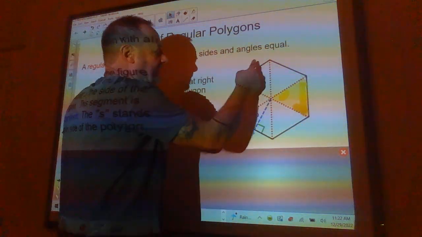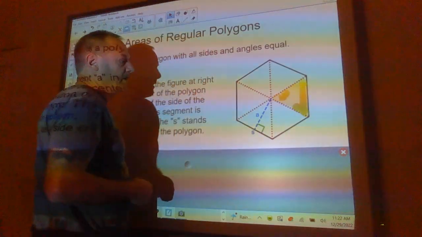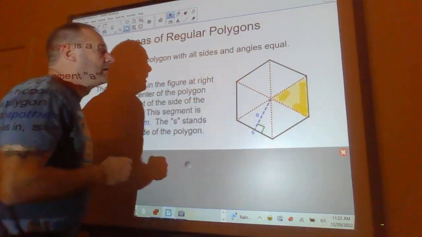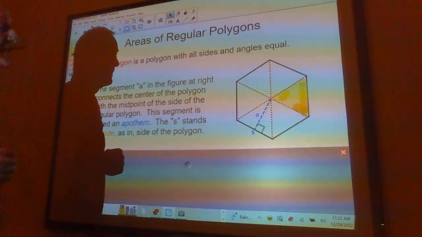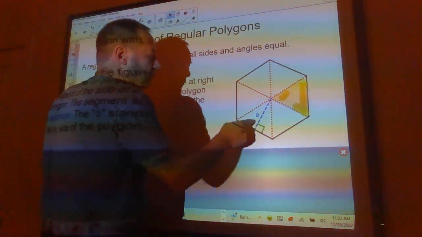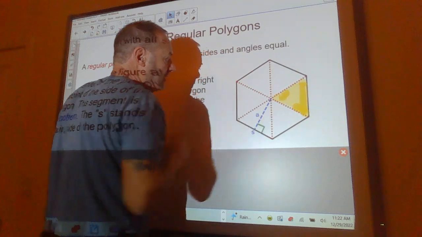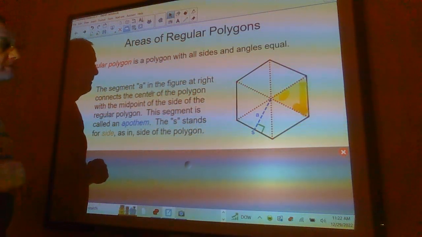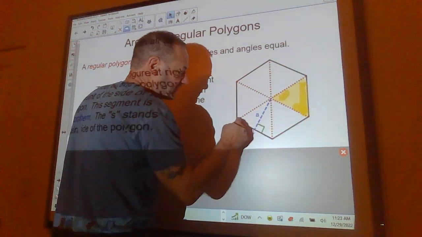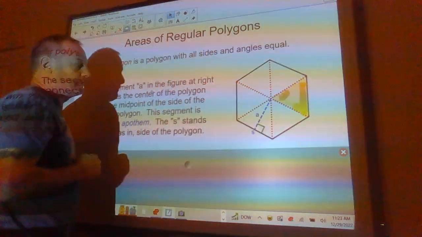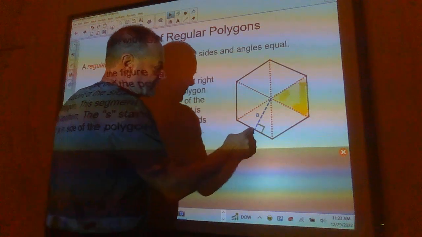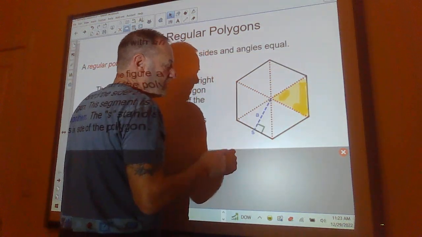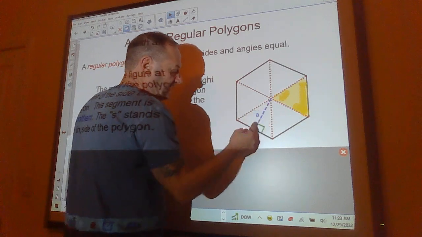Now, I can take a regular polygon like this hexagon right here, and I can connect the opposite vertices, and I form triangles. And these are all nice little isosceles triangles right here, because this distance and this distance are always going to be the same. And this blue dashed segment right here is the height of that triangle.